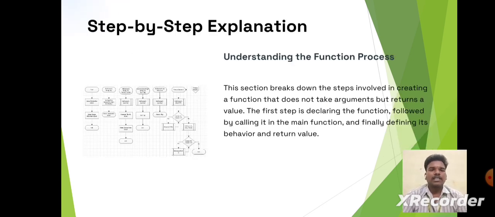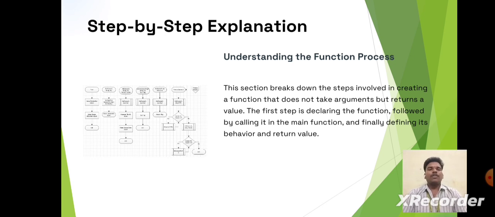In the step by step explanation, we are going to understand the function process. This section breaks down each and every step involved in creating a function that does not take any type of arguments but returns a value. The first step is declaring the function. Then we will call the function in order to operate the values, and this will be followed by calling it in the main function, and finally defining the behavior and the return value.